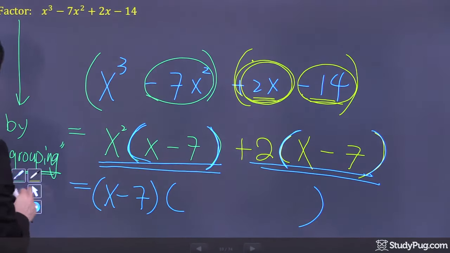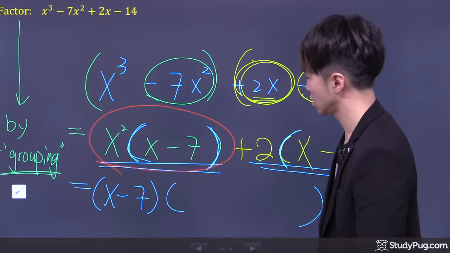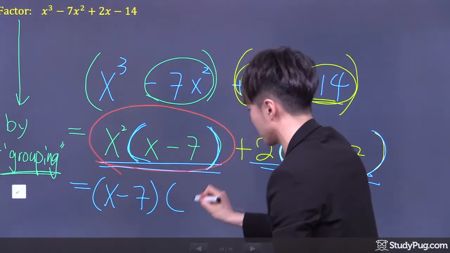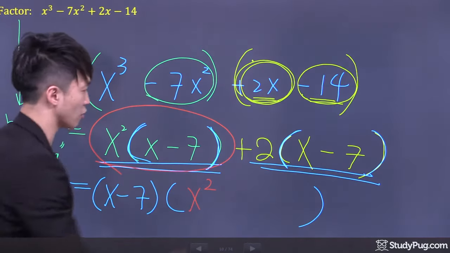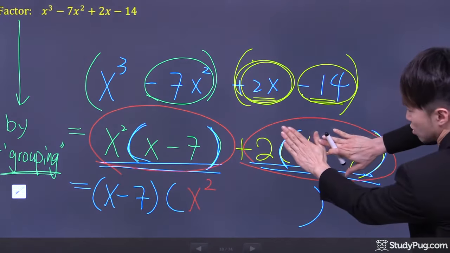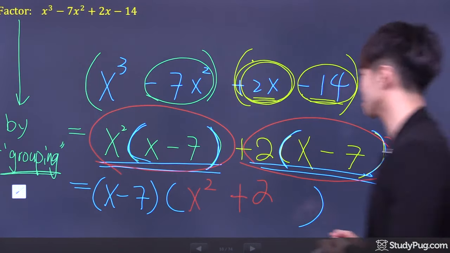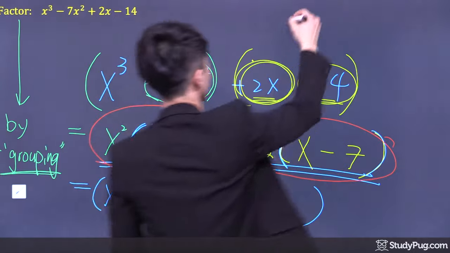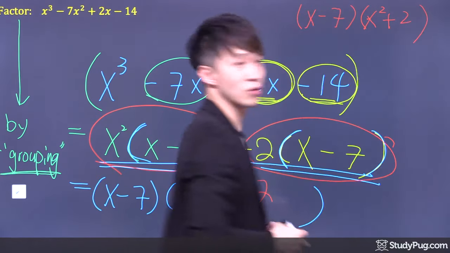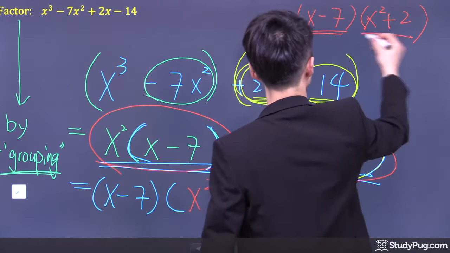Okay, so now, look. For the first term right here, after we took out x minus 7, what do we have left? We have x squared left, right? Yeah? Cool. Now, for the second term right here, after we took out x minus 7, what do we have left? Just a 2, positive 2, right? That's it. So guys, the answer is x minus 7 and x squared plus 2, right? Then we successfully factored this polynomial as the product of two polynomials, right?